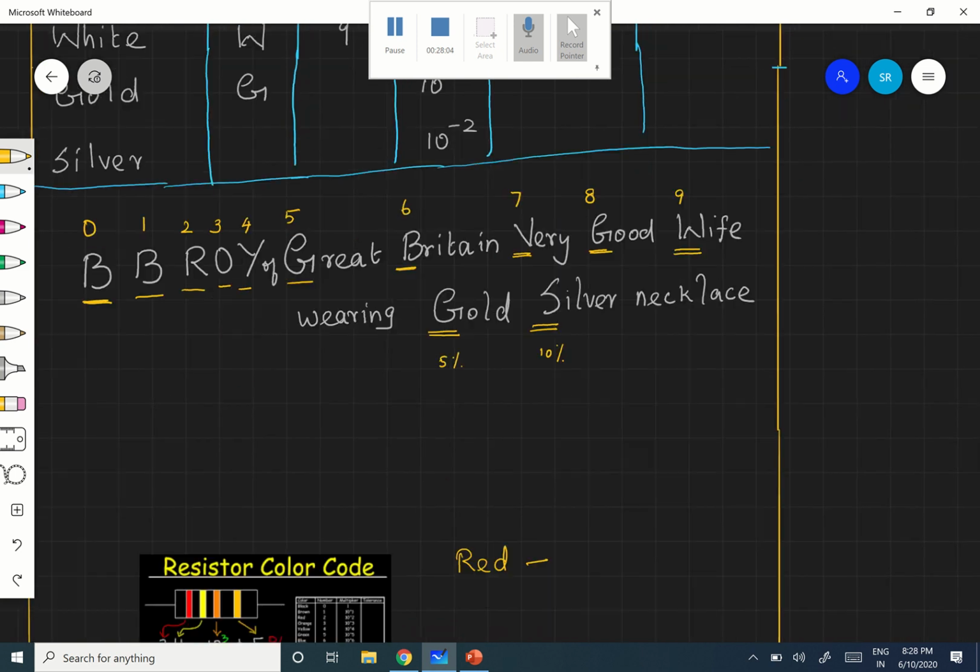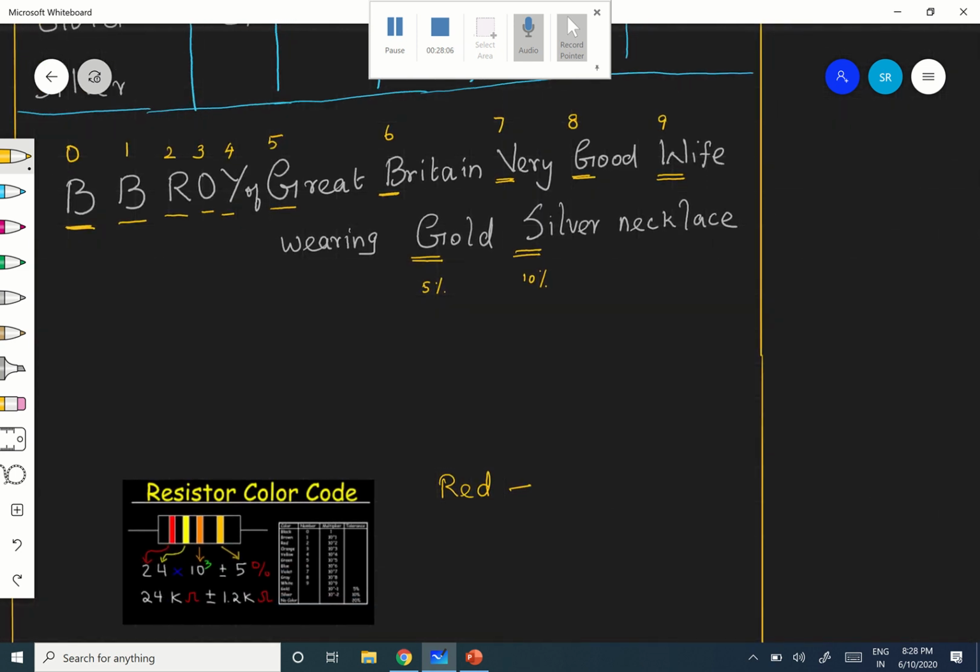Okay, right. Red, therefore it is 2. Then yellow, this color is yellow, therefore yellow is 4. Then it is orange. For orange, what is the multiplier? 10 power 3, therefore into 10 power 3.